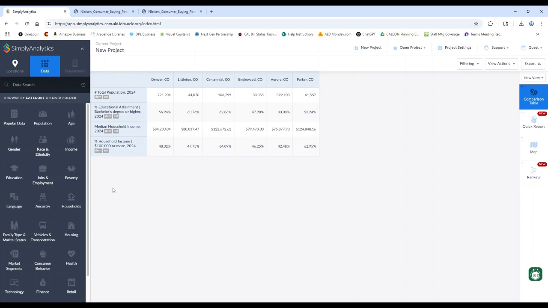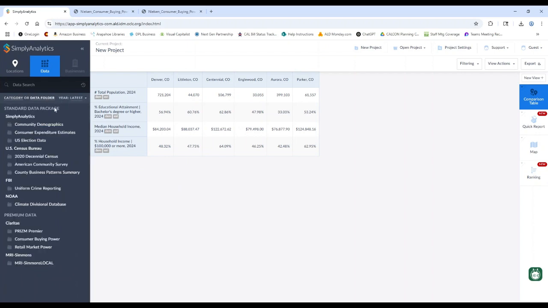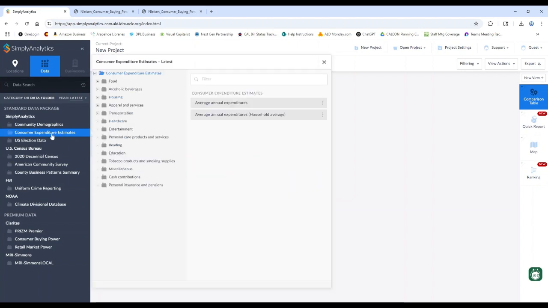So to get to this data, rather than using any of the categories, I'm going to go to data folders. And so you'll see that the first one we can look at is the consumer expenditure estimates. This is actually data from the Bureau of Labor Statistics. They have both interviews and diaries kept by households to get a statistical sample of how much money people are spending on different types of products and services.